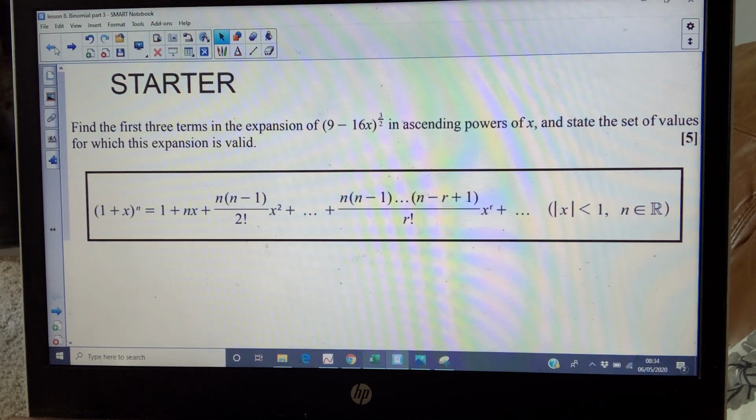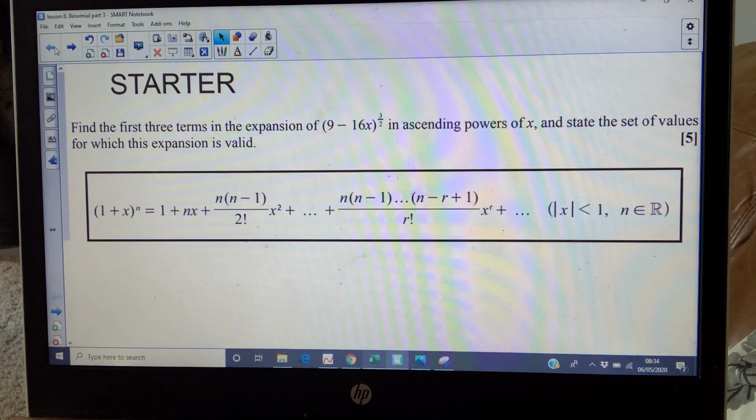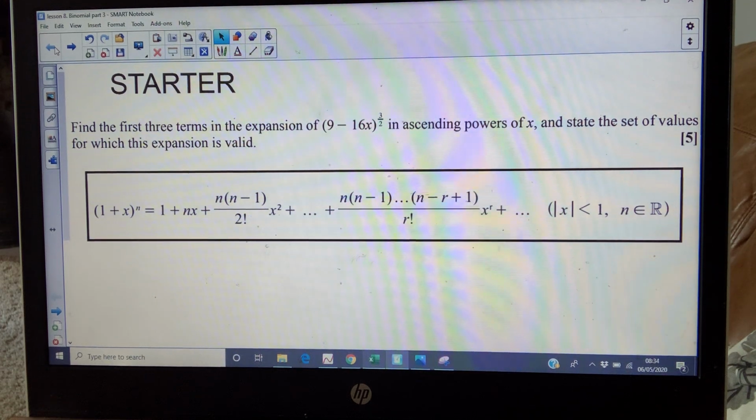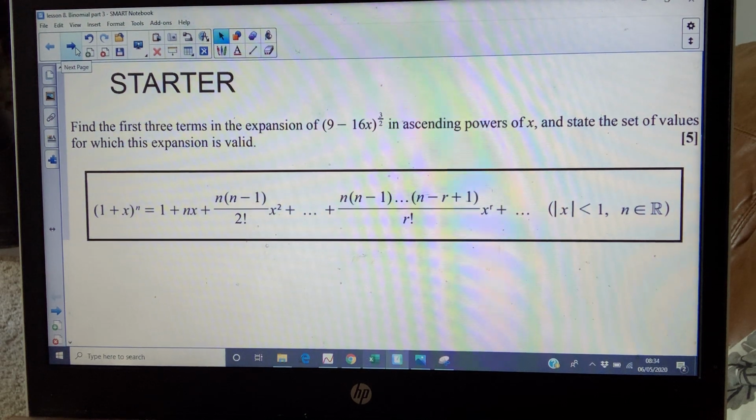of 9 minus 16x, all raised to the power of 3/2 in ascending powers of x, and state the set of values for which this expansion is valid. 5 marks. And I've given you the correct binomial formula to use. So pause the video, have a go at it. Off you go. Okay, right. On this slide is my handwritten solution.